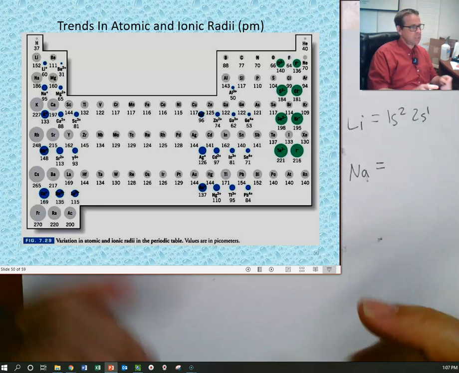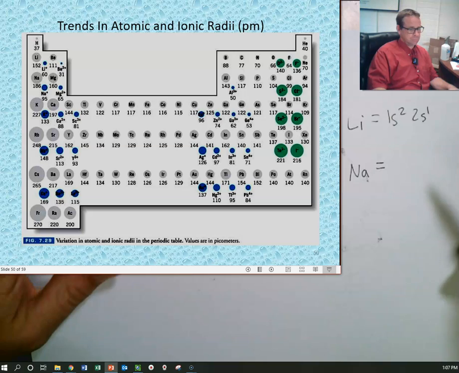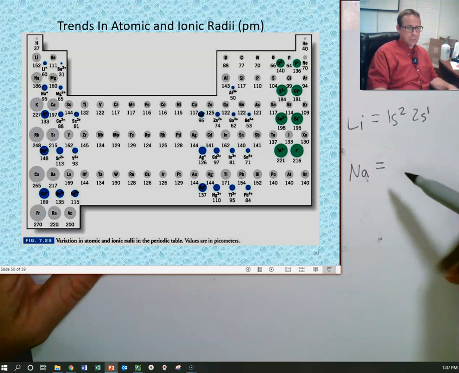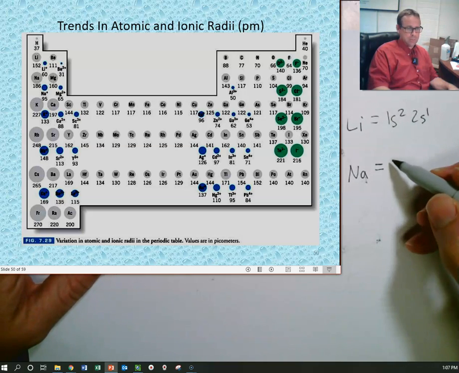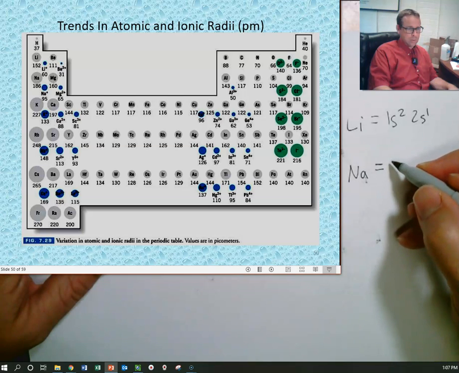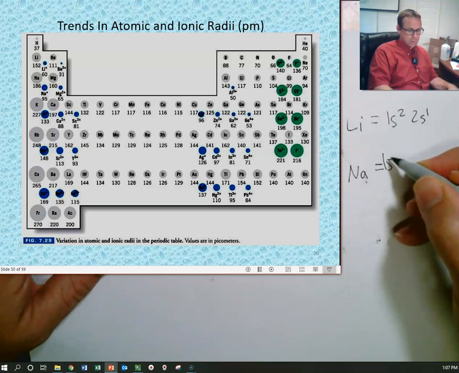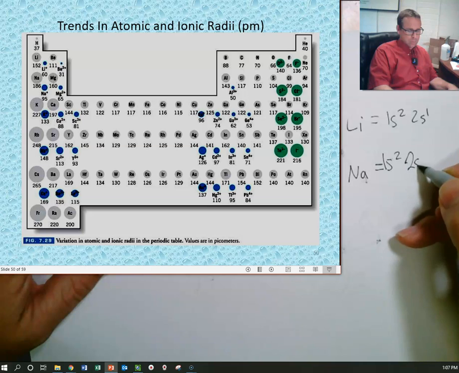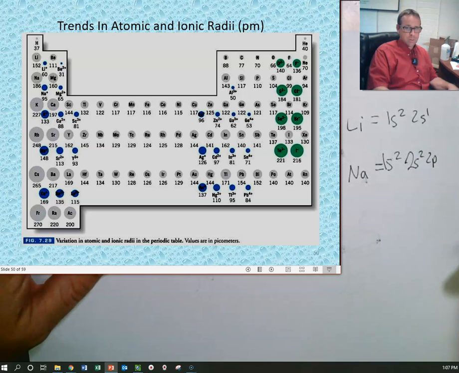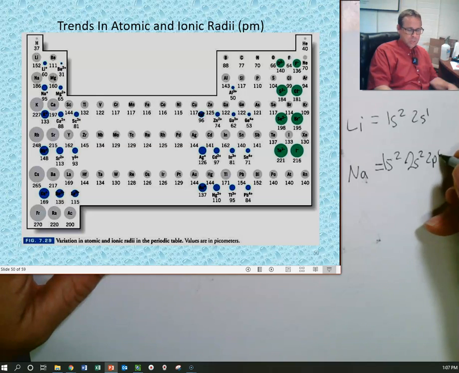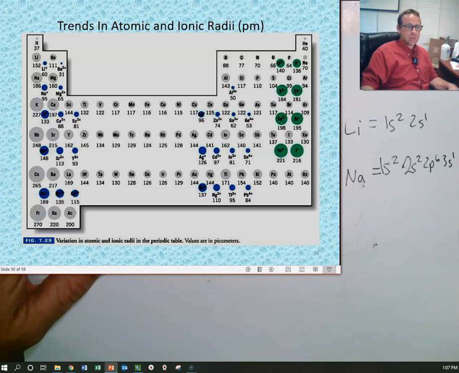James Oliver, you want to give it a shot? Electron configuration for sodium. What do we got here? 1s2, 2s2, 2p, right? Yeah, 2p, good. 2p6 and then 3s1. So now again, how we did that, right?